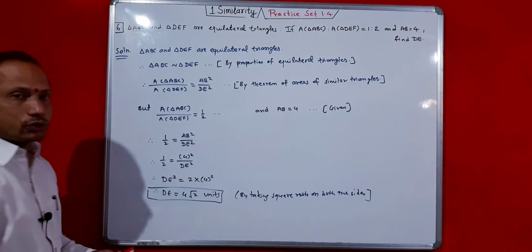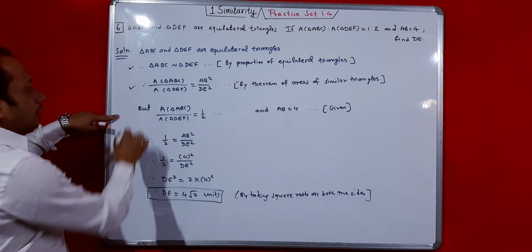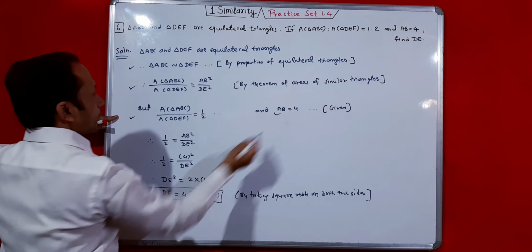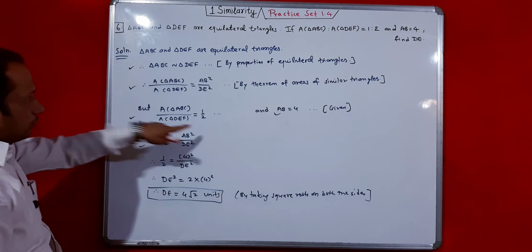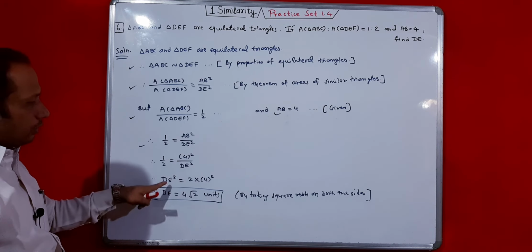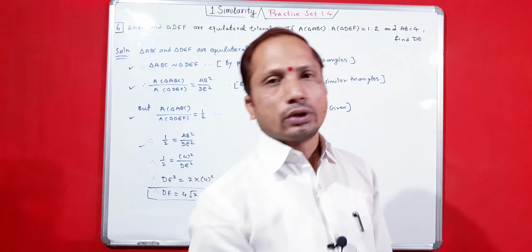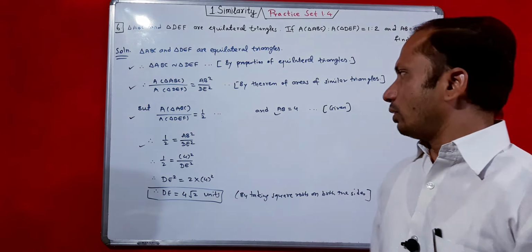In this way you have to solve this. First you write this is property of equilateral triangles. Second, this is given and this is also given. Then put these values here, 1 upon 2 in the place of this, and 4 square is here, and do the cross multiplication, and by taking square root you will get 4 into root 2. This is the value of d. So in this way you have to solve this.